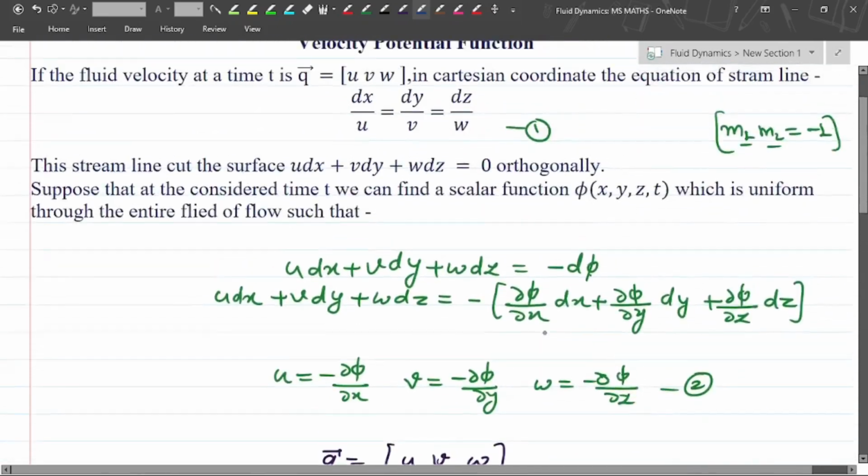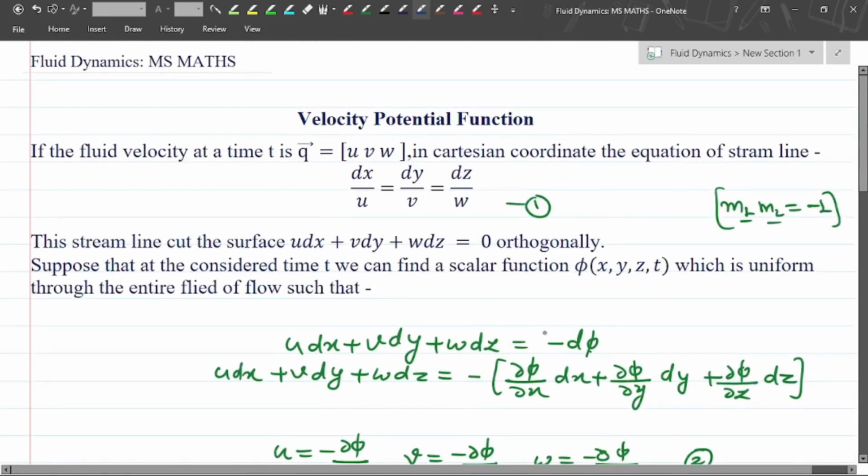I hope you got the formulas. The important point is the formula and the velocity potential function to understand this.